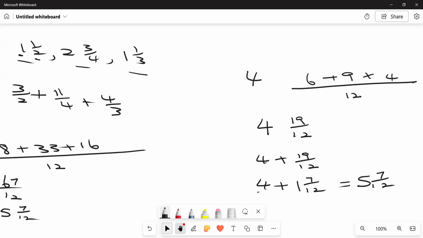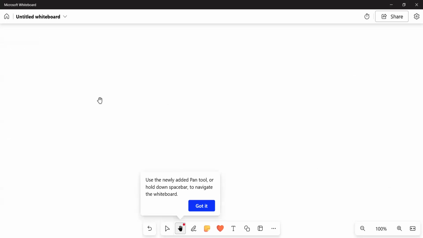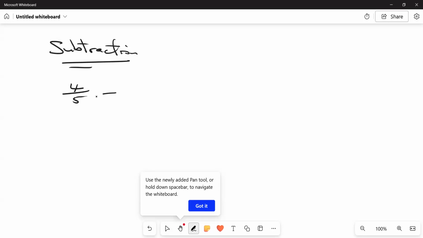Good. So let's move away now from the addition part. That's a little revision here. Let's do some subtraction now. Subtraction. Let's go with 4/5 minus 1/6. Let's just say you have something like that.